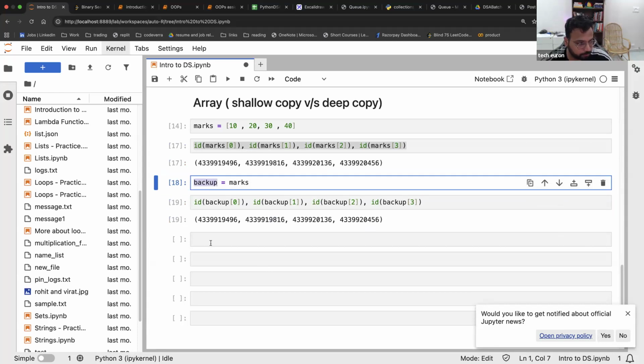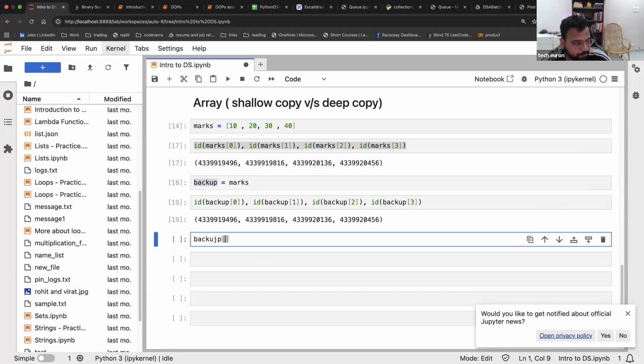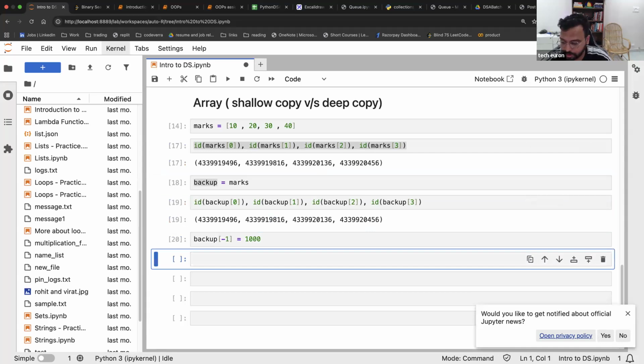So if you see, if I do backup of minus 1 and say this is 1000, suppose, so what is happening now? Here there is 10, 20, 30 and 40.